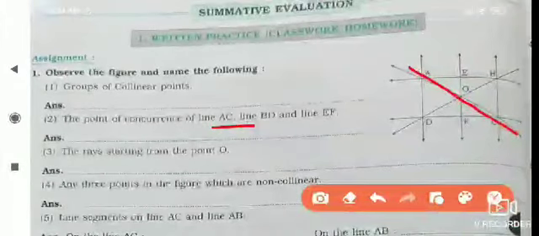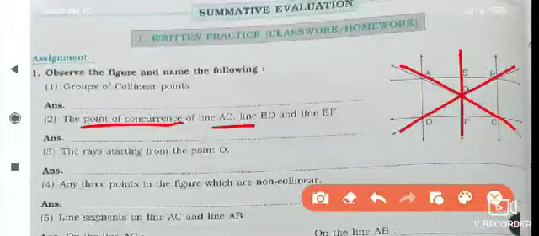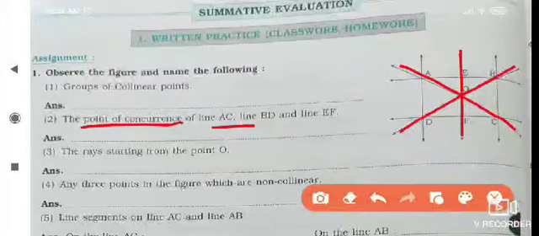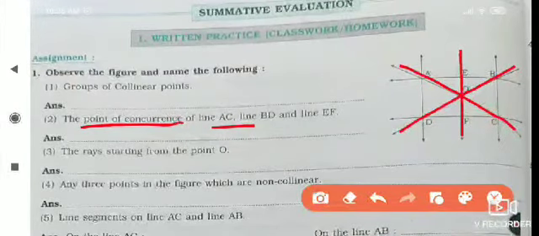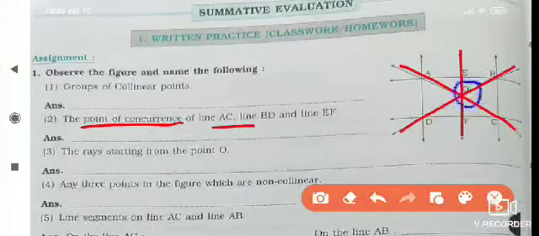Question number 2. The question is the point of concurrence of line AC, just see where is AC, here it is line AC, then line BD, here it is line BD, and line EF. This is line EF. What do we have to write? It's a point of concurrence. Point of concurrence means, as I told you, the point through which 3 or more lines pass is called a point of concurrence. So these 3 lines are passing through which point? If you see here, these lines are passing through a single point, and that is O.